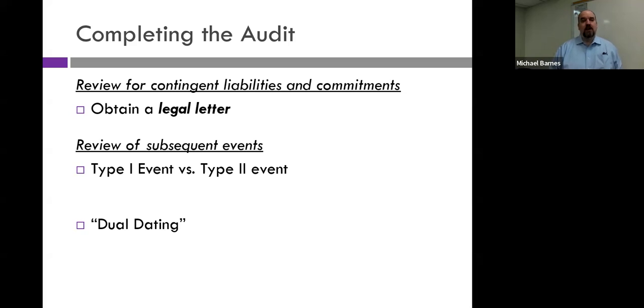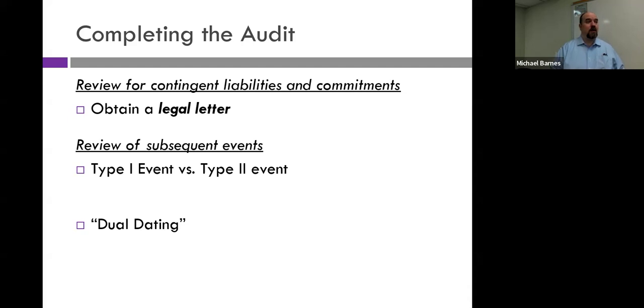Then we have subsequent events. So remember, subsequent events are those types of events that occur after the balance sheet date, but before the issuance of the financial statements. All right, so what happens if that occurs? Well, there's a couple of things we need to know. First of all, we need to understand the nature of the subsequent event, whether it's a type 1 subsequent event or type 2 subsequent event. So what's the difference? A type 1 subsequent event is something where the conditions existed as of the balance sheet date. A type 2 subsequent event is something that occurred after the balance sheet date and no conditions existed.